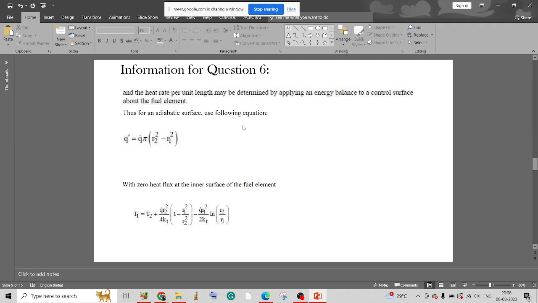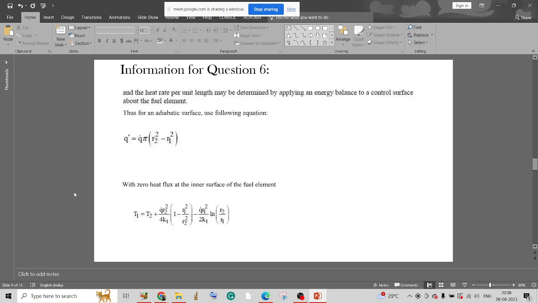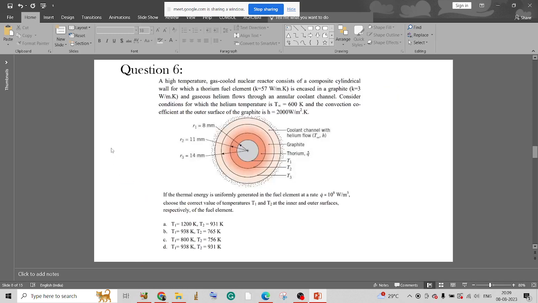Every value is given here. You can just use all of that to solve. And what is this k_t? k_t is the thermal conductivity of this thorium, that is the heat-generating element. And R1 and R2, everything is indicated here. You can use them to solve. Okay. Solve this now and tell me what the answer will be.